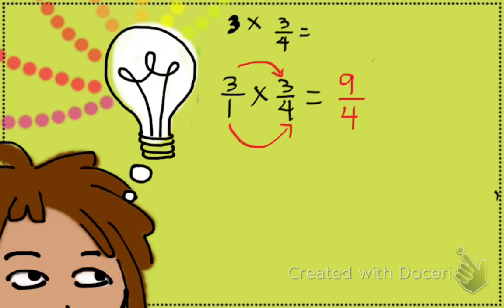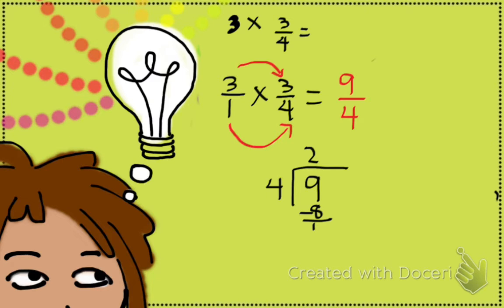But our answer is an improper fraction, meaning our numerator is larger than our denominator. Our numerator is 9 and the denominator is 4. So what we will do is divide. We will do our rough work here. 9 divided by 4 equals 2. And 2 times 4 is 8. And 9 take away 8 is 1. So there you go.